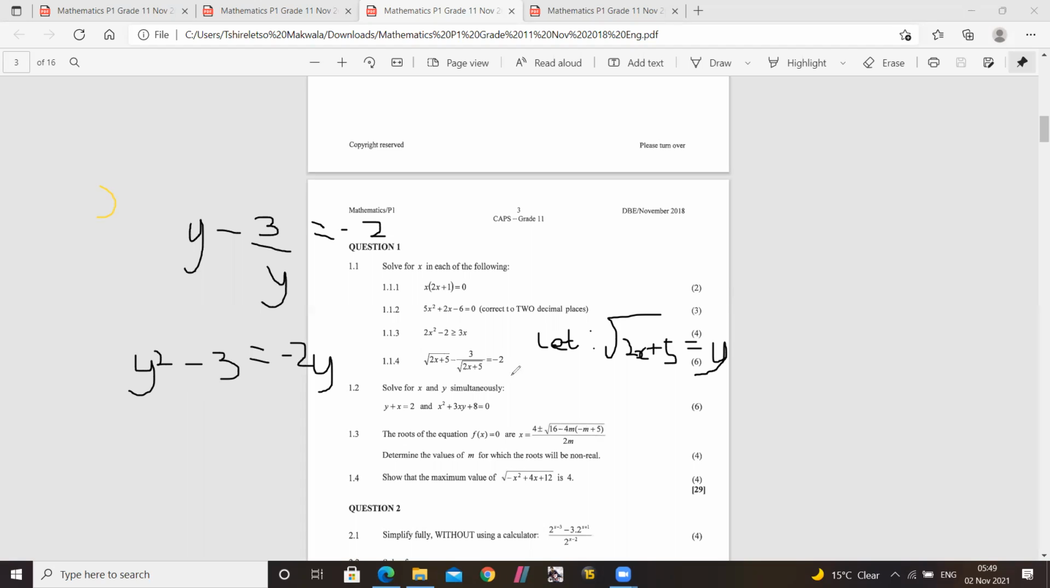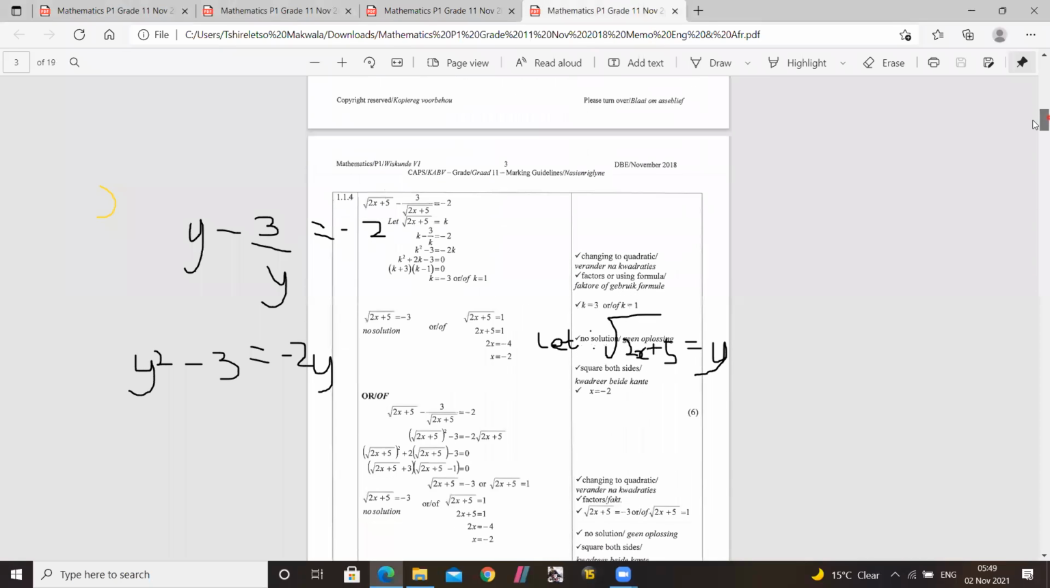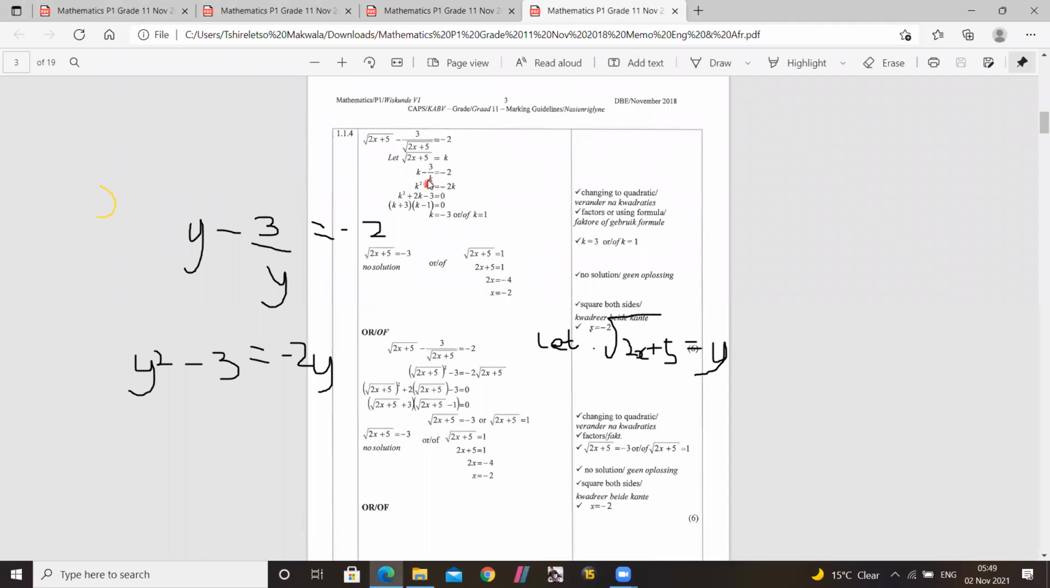Then from here you solve for y, so you're going to get two answers for y. Let's go to the memo. Here they let this thing equal to k. You can make it equal to y or k, it doesn't matter, because a variable is just a placeholder for a number.